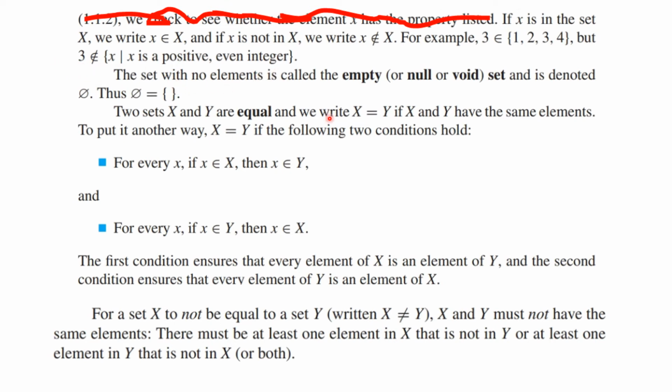A set with no elements is called the empty or null set or void set. And the null set is the same thing as writing set builder notation with nothing in it.